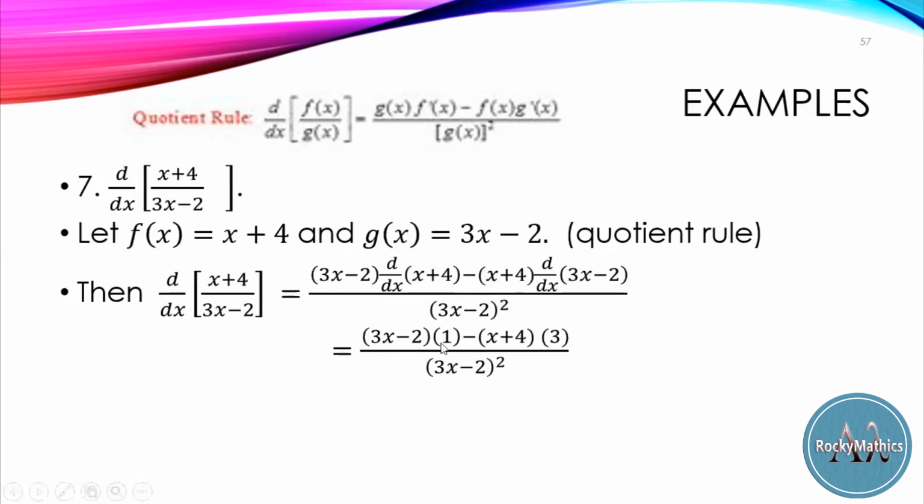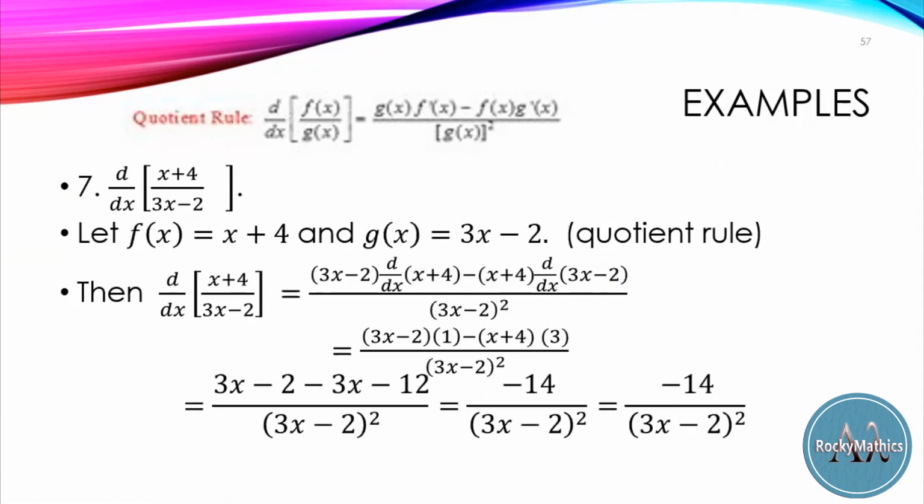So 3x minus 2 times the derivative of this. What is the derivative of this? This is equal to 1, because the derivative of x is 1 plus the derivative of 4, which is a constant, is equal to 0. So 1 plus 0 is 1. Minus x plus 4 times the derivative of 3x minus 2. The derivative of 3x is 3 minus the derivative of 2, which is a constant, is 0. Then this is 3.